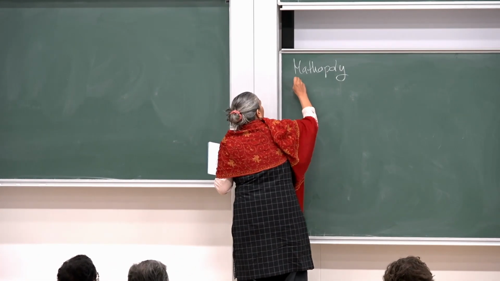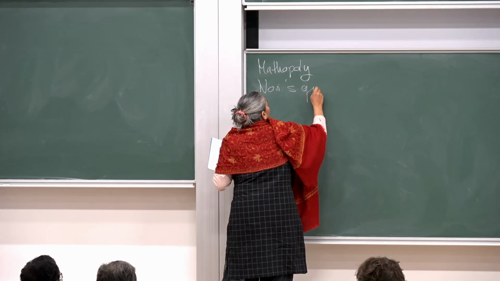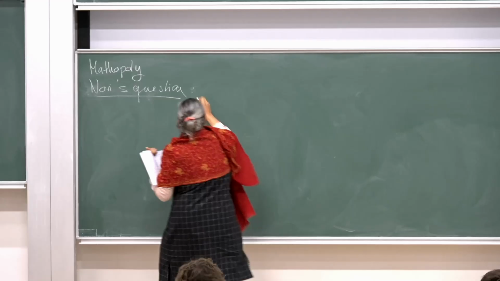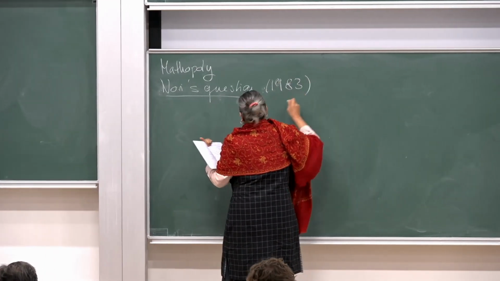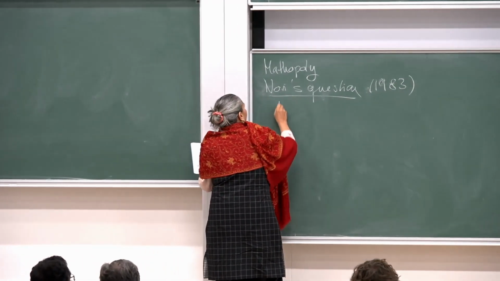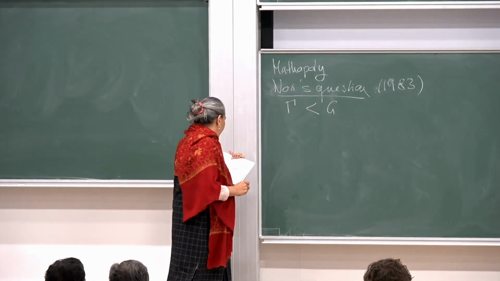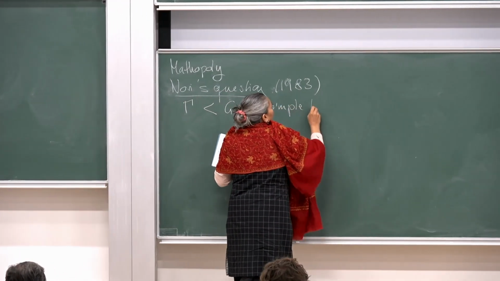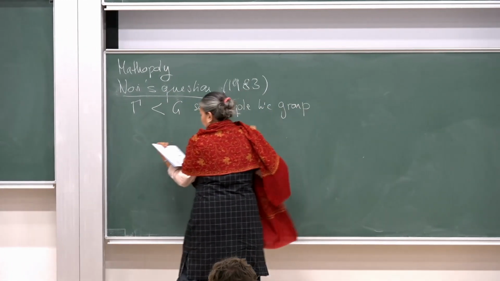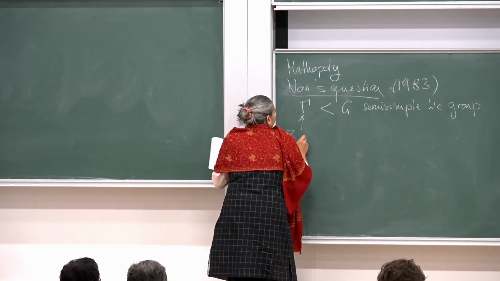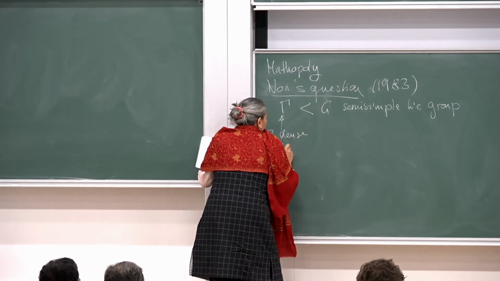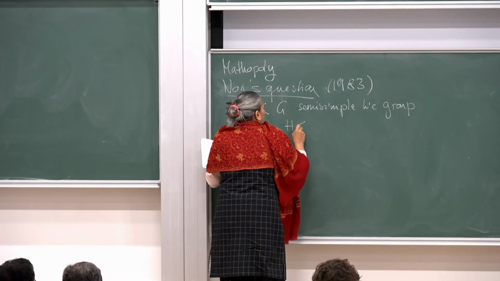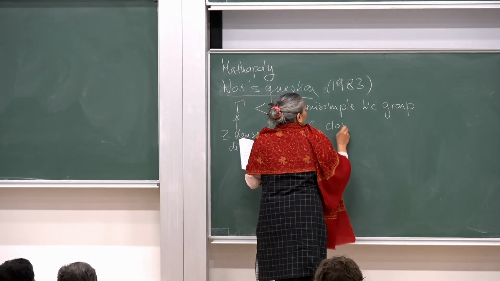So I forgot the title, but the title was a Nori's question. So Nori's question is the following. It's a question from 1983. You take gamma, a subgroup of G, and G is going to be a semi-simple Lie group. And gamma is a Zariski dense and discrete subgroup. And then you take H, which is a closed subgroup.